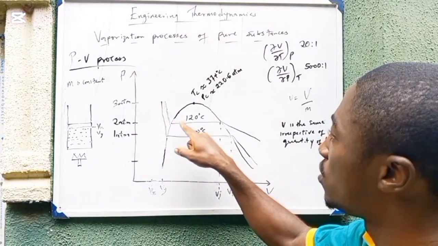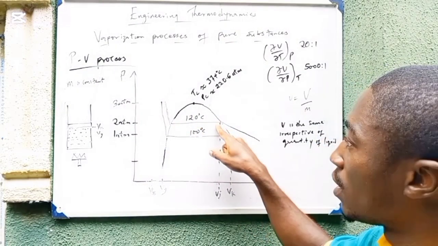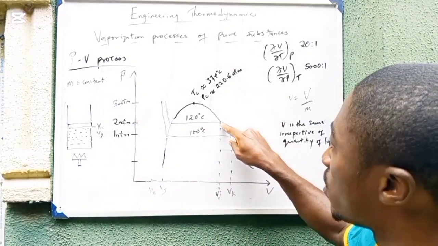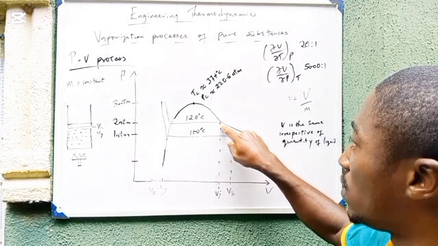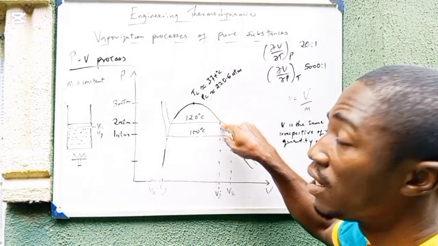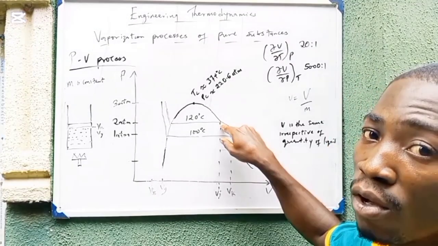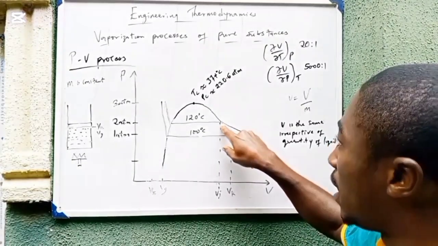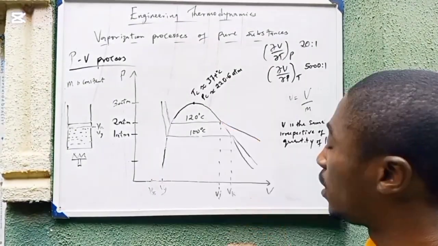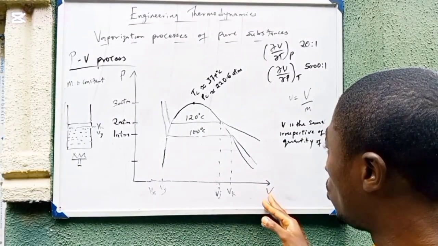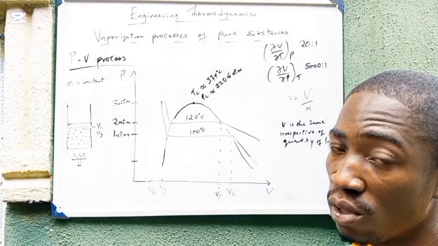So the liquid begins to change to vapor. That keeps happening until we get to this point as the saturated vapor, where all the liquid has changed to vapor. Then pressure can now continue reducing at that constant temperature. And as that is happening, the volume of the vapor keeps increasing.